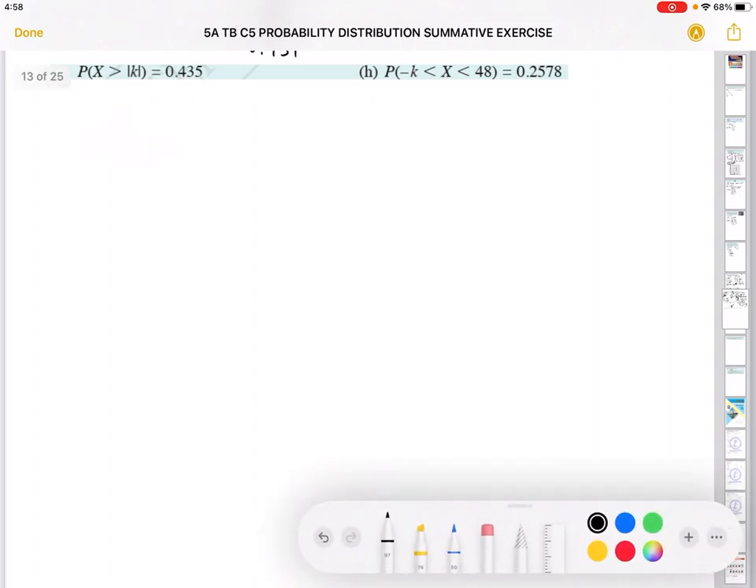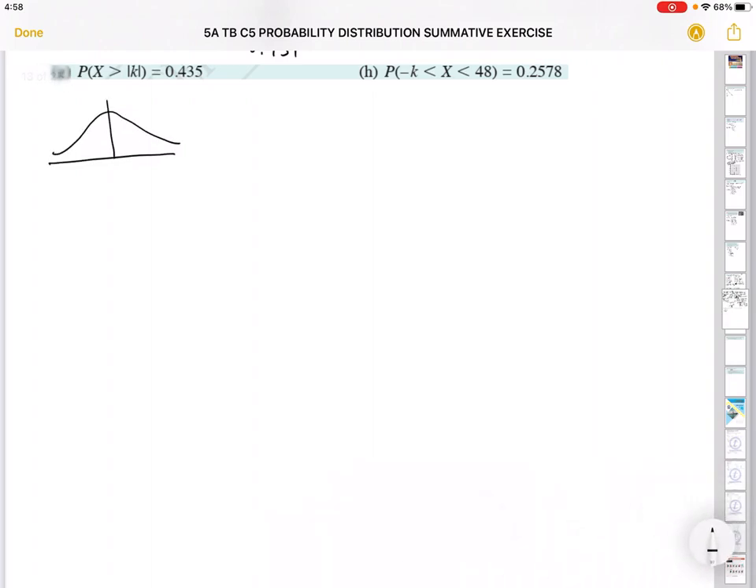All right, so for this question, guys, I just want to highlight to you, I think a better question would be P(modulus of x minus 48 more than k), right? More than your k. So that means your mean is already 48. This is 48 plus k. This is 48 minus k. You want more than, that means it can be here and here. Remember, modulus more than is the two tails, right?